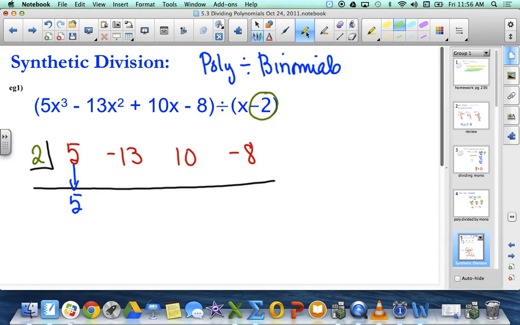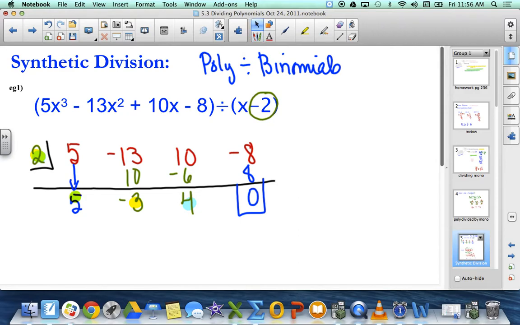We're going to multiply 2 times 5 and get 10. Then we're going to add to get negative 3. Then we're going to multiply 2 times negative 3, and we're going to get negative 6 and add to get 4. Then we're going to multiply 2 times 4 and get 8, add, and we get 0. Please put a box around your last number. It is the remainder.